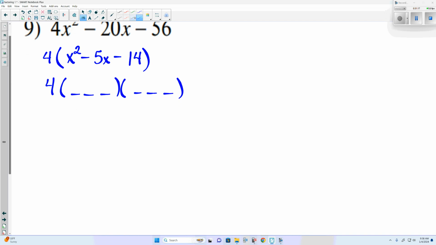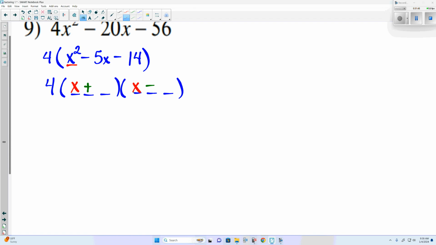Now, the next step is to find the signs. They're going to be opposite. Since the third term is negative, our signs are opposite. If it had been positive, the signs would have been the same and matched the sign in the middle term. Next, factors of the first and third terms. Factors of x squared are x and x. That's the only factors of x squared.